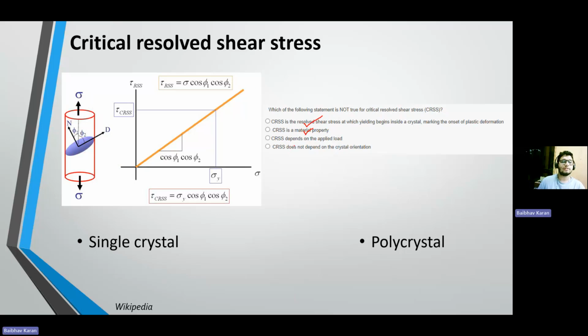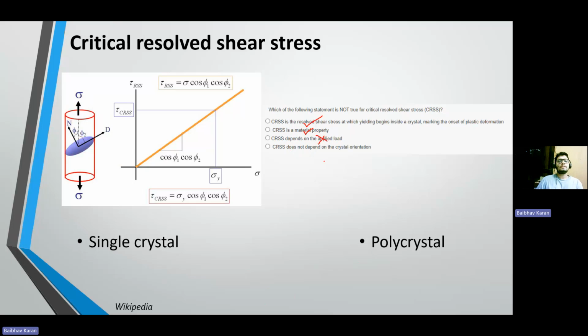Another point we discussed is that CRSS is a material property, so it does not depend upon the applied load, whatever you are applying. This is the same as in elasticity. Let's talk about Young's modulus. It is a material constant and does not depend on anything else. Similarly, the CRSS value is also a material constant. For a material, it is predefined, so it does not depend upon the applied load.